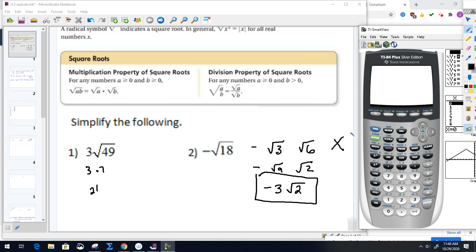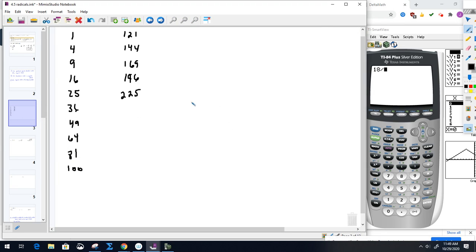Now, if you're absolutely positively terrible with numbers, what I can do to use my calculator is hit 18 divided by, and I can try from that list of perfect square factors any of these numbers that 18 might be divisible by.